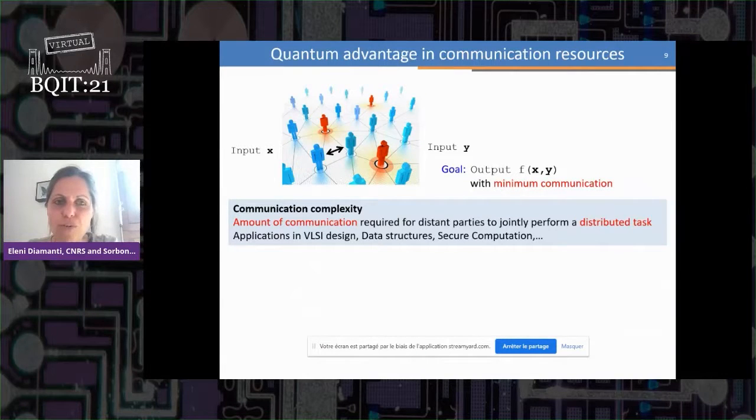So this is also very much inspired by computer science type of protocols. Here we have parties that communicate in a network, they receive inputs, and their goal is to output a function of these inputs with minimum communication. So this is the field of communication complexity. It has applications in data structures, secure computation, VLSI design, lots of this type of applications. And the idea, again, is not anymore about security, but is the amount of communication that the distant parties require to jointly perform this distributed task.